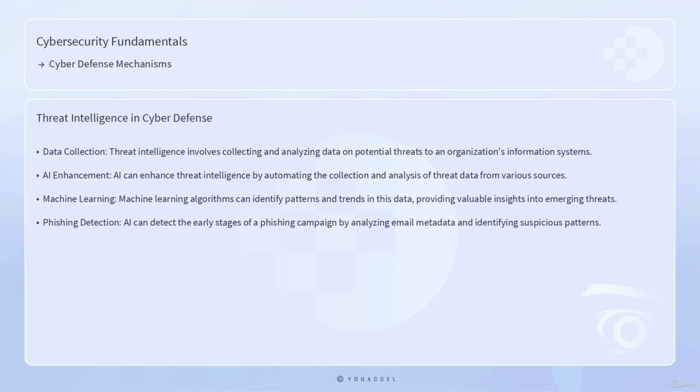For example, AI can detect the early stages of a phishing campaign by analyzing email metadata and identifying suspicious patterns. This proactive approach allows organizations to take preventive measures before an attack occurs.